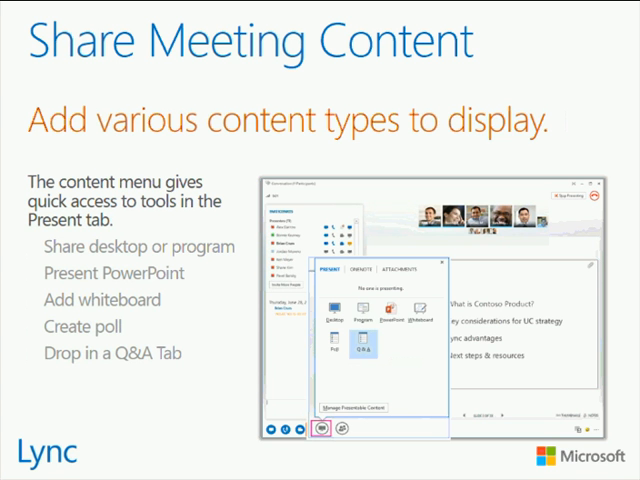Now, if you're having more of a collaborative meeting, you might just be sharing your desktop. That's easy enough to do. The stage opens up once you start sharing something. So whether it's a PowerPoint or sharing your desktop or a whiteboard or a poll. Those are other elements that you can add. So you can drop in a polling slide, put in a whiteboard for collaborative purposes.